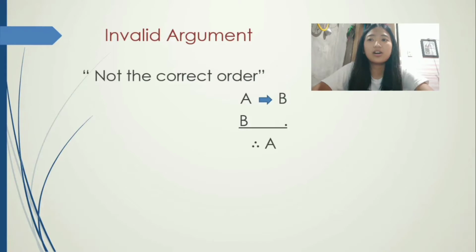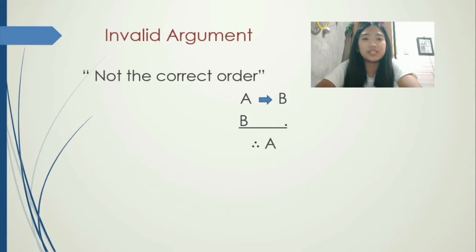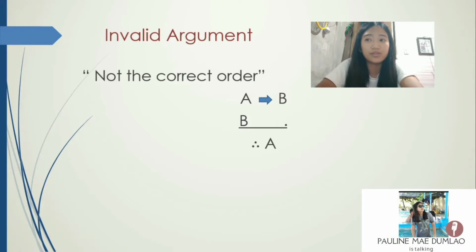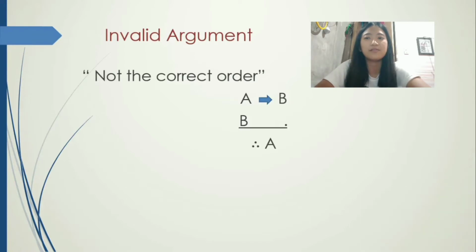The opposite of a valid argument is an invalid argument, or simply called not the correct order. It is given that if A happens, B must be true. And in an invalid argument, the conclusion in the premise happens. The resulting argument would be therefore A. If this happens, when B happens, it does not mean A must be the conclusion, which makes the argument false.